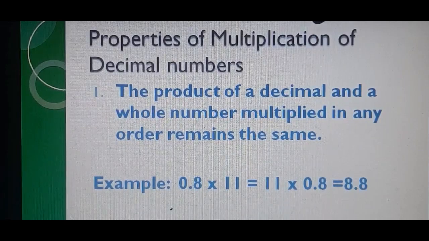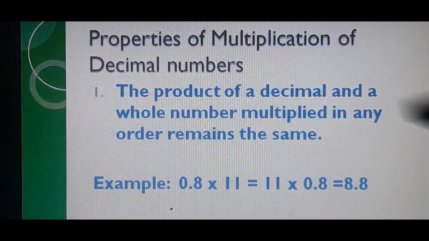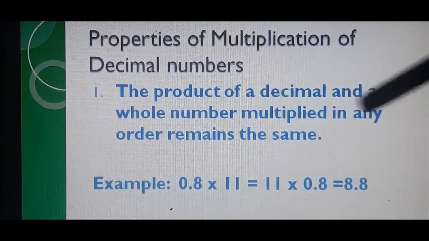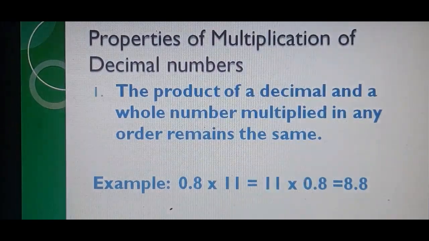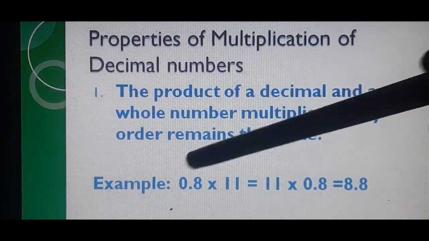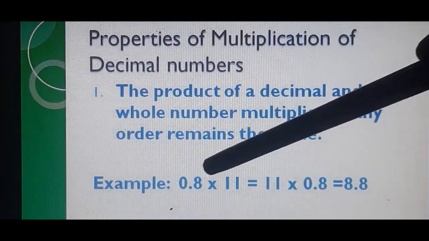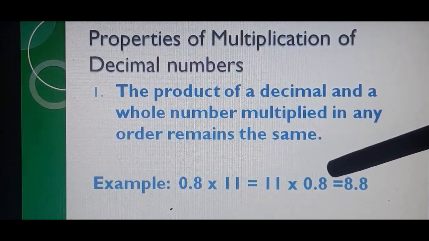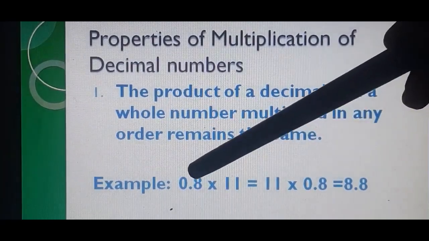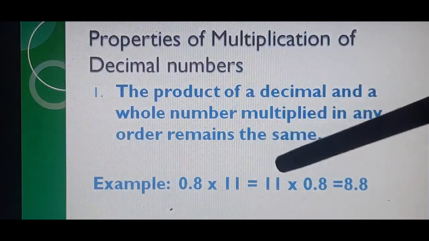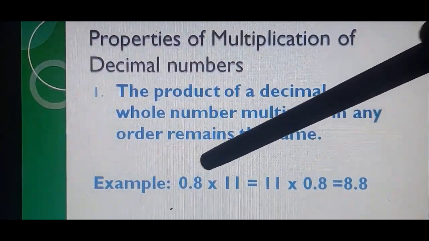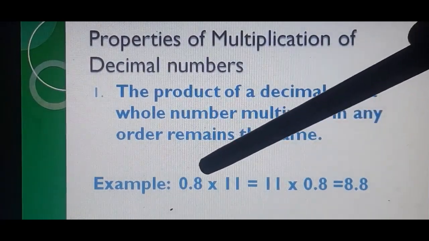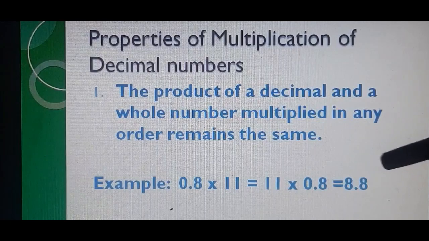Properties of multiplication of decimal numbers. The product of a decimal and a whole number multiplied in any order remains the same. This is our first property. When we are changing the order, product will not change. 0.8 multiplied by 11 is equal to 11 multiplied by 0.8. 11 8s are 88. Now put decimal, 8.8. Here also 8 multiply 11 or 11 multiply 8, we are getting 88. And when we are putting decimal in our answer, it will become 8.8 in both the cases.